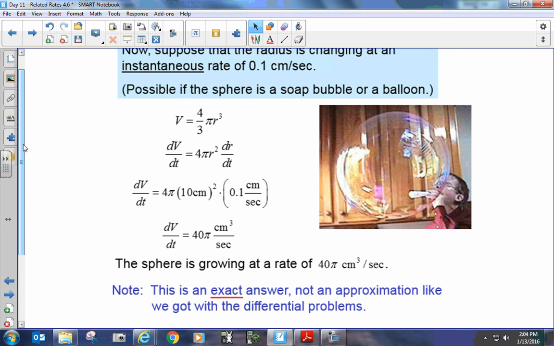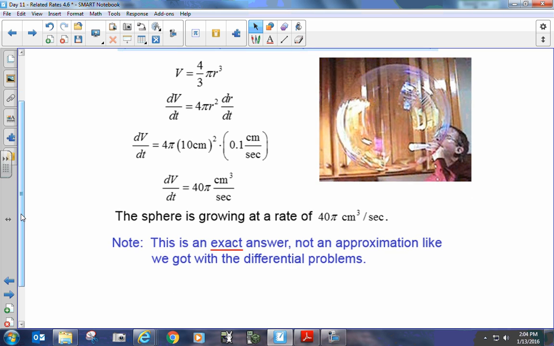So we still throw in our 10 centimeters, still throw in 0.1 for our change in radius, and we still get 40 pi centimeters cubed, but now it's per second. It's that exact moment, per second. Not just the overall volume, but the volume at that second, per second. So that's the rate the sphere is growing, and this is an exact answer. It's not an approximation, like we did with differentials yesterday.